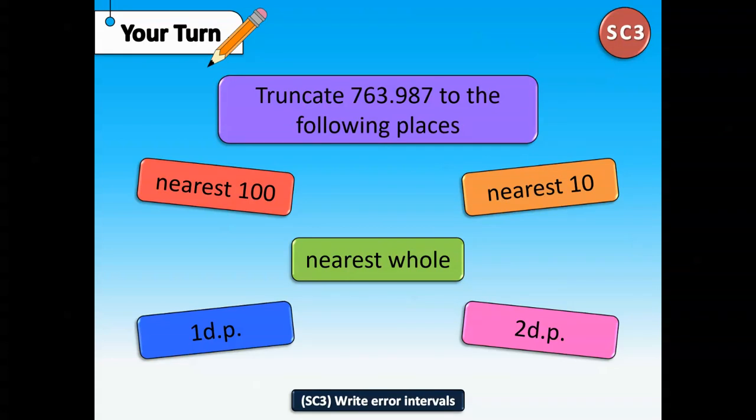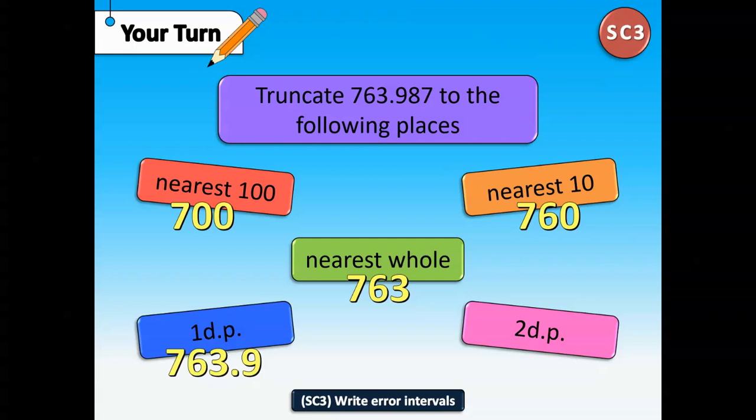Here are some questions for you to have a go at. Pause the video, and when you're ready to mark your work, press play. Here are your answers. So to the nearest 100, it would be 700. To the nearest 10, it would be 760. To the nearest whole number, it would be 763. To one decimal place, it would be 763.9. And to two decimal places, 763.98.